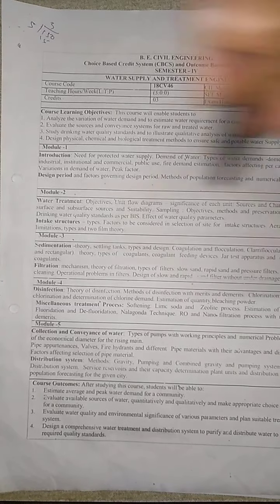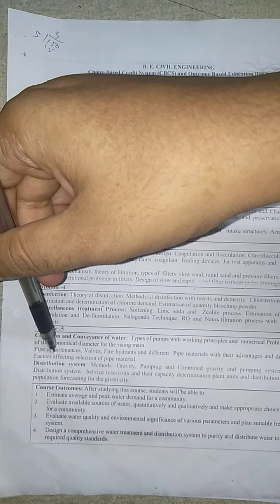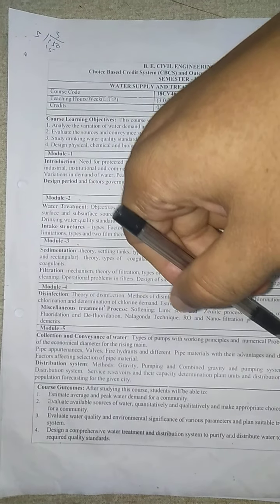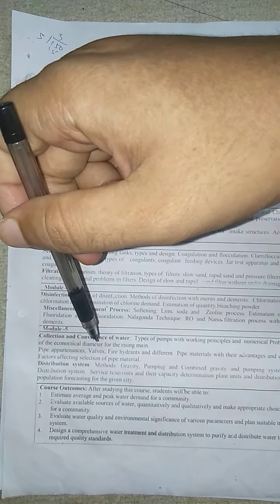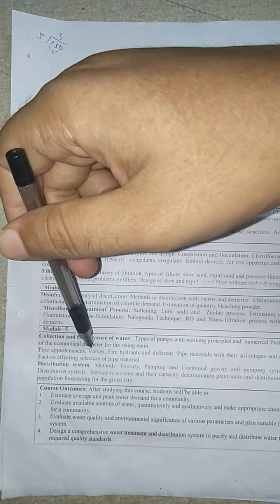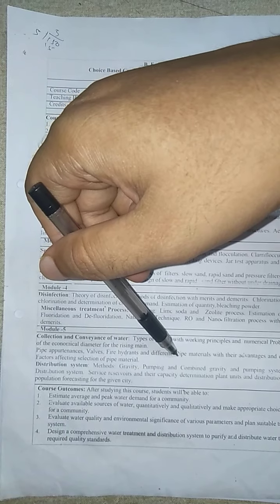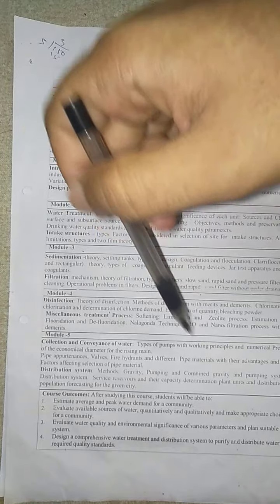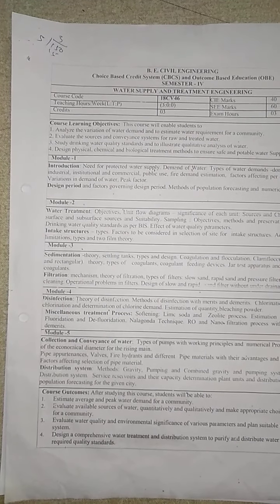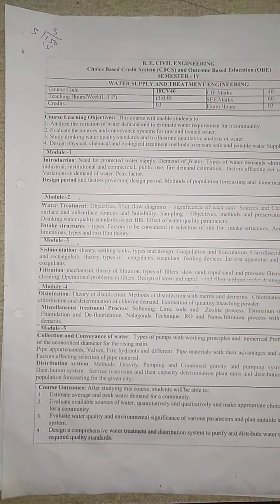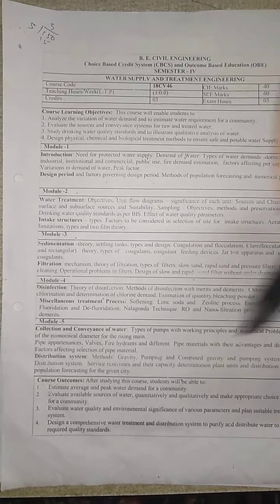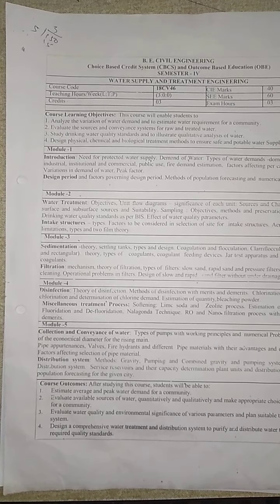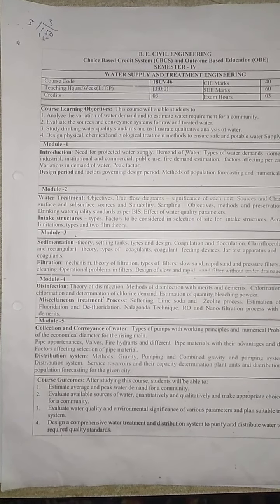Now in today's class we will be concentrating on the different types of pipe appurtenances. We will be studying the different types of valves, fire hydrants, and different types of pipe material, along with their advantages and disadvantages, and the factors which are going to be helpful in your selection of pipe material.